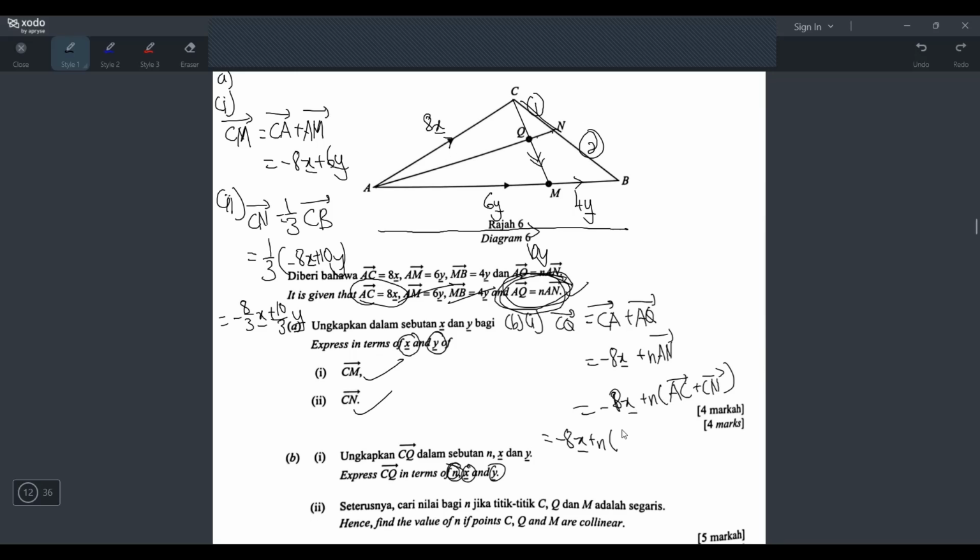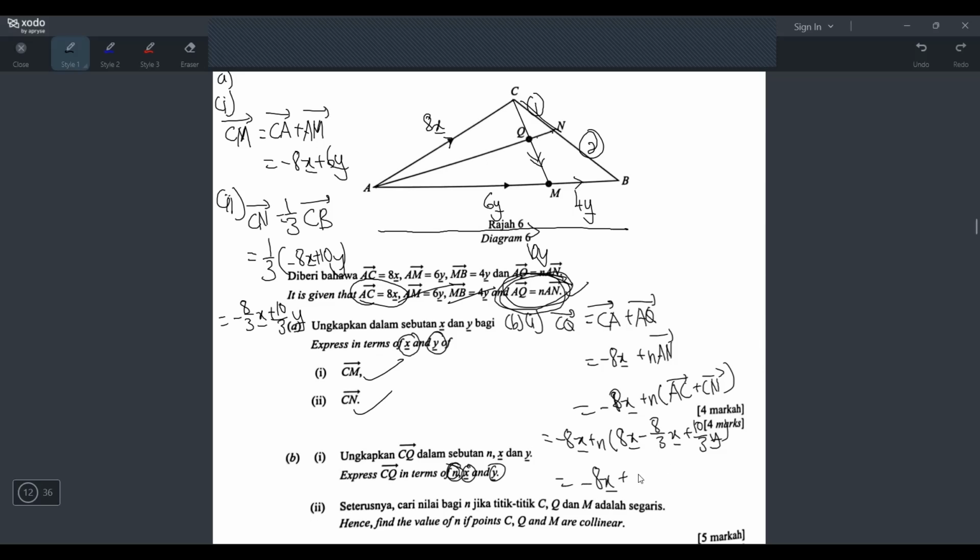Okay, the AC vector is given 8x. And then CN vector, you can copy here. Yeah, because you already found it in A just now. So your CN vector answer is this one, right? So just substitute it in. You don't have to write plus here actually. You can change the plus to minus 8 over 3x plus 10 over 3y like this. Okay lah, sudah siap already. Now you just expand the n, then you get the answer already.